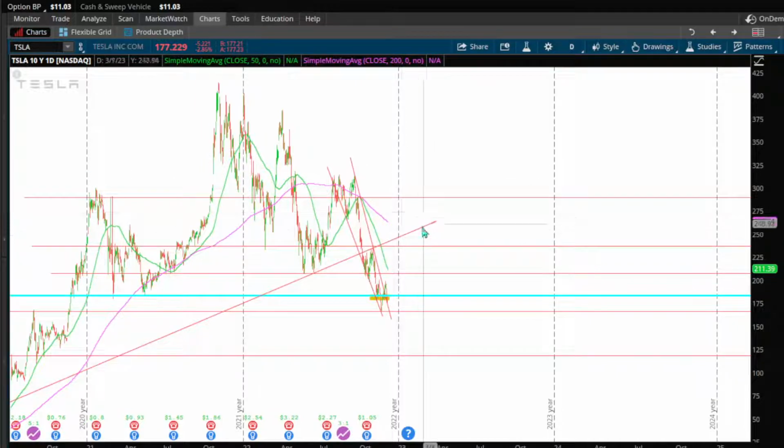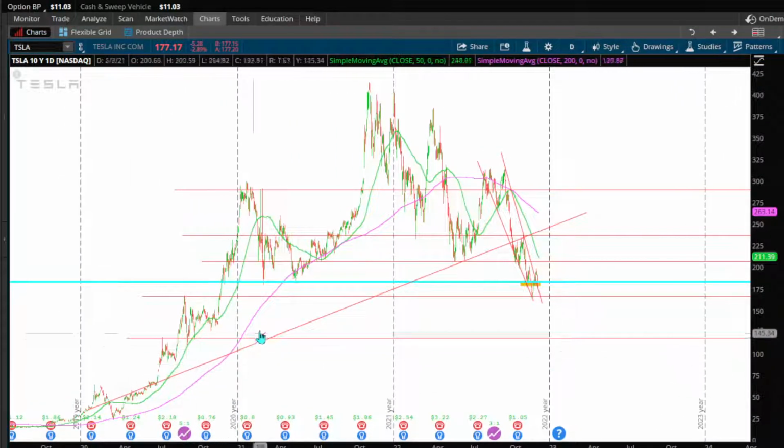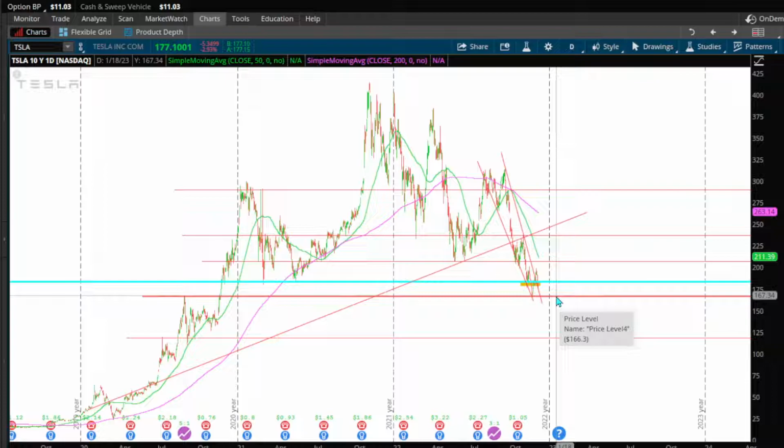So if you're looking right here, we're below the 200-day moving average. We're below the 50-day moving average. We're below this longer term trend line, as you guys can see. And we're below the most significant near-term resistance, which is right at 207.17. We're above this 166.30 support. So let's just talk about this a little bit.